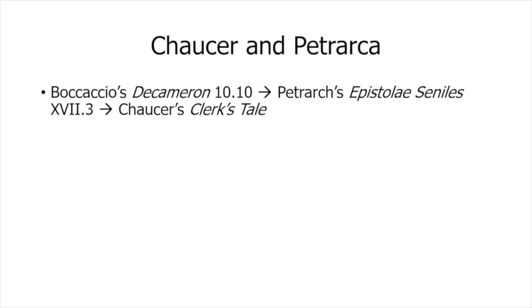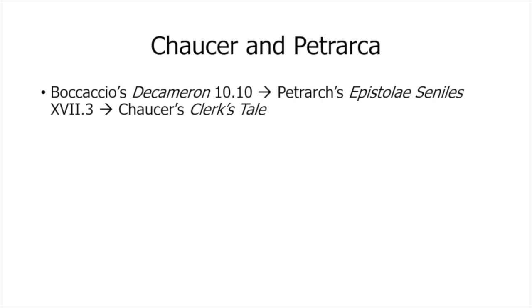Then Petrarch takes that story and he translates it into Latin prose, and he makes all kinds of interesting changes to it. And then Chaucer comes along, he takes Petrarch's story in Latin prose and he translates it into English poetry. So in reading Chaucer's version, you have this very complicated series of textual levels. You got Petrarch's text. So Chaucer is in dialogue with Petrarch, but Petrarch's text itself is in dialogue with the Decameron.